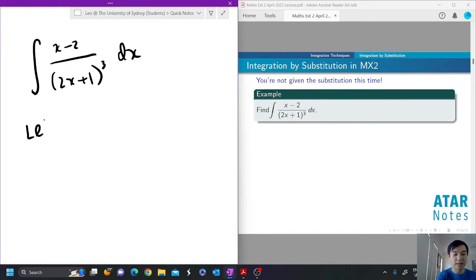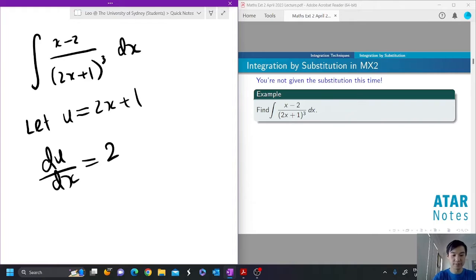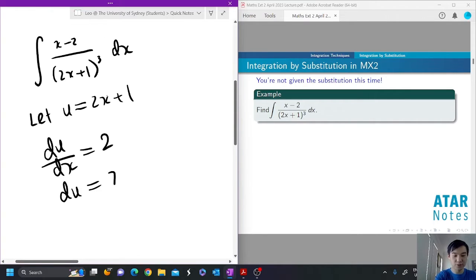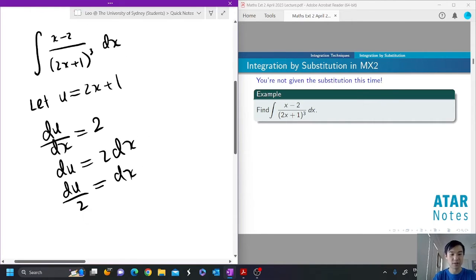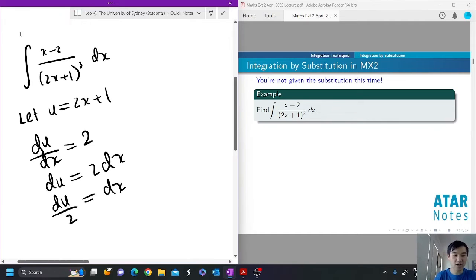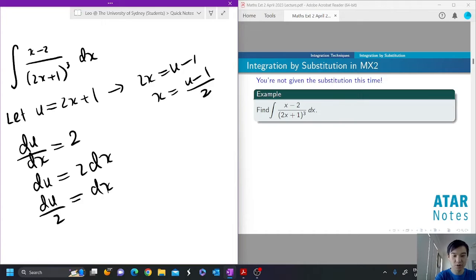So let's see what happens if we let u be equal to 2x plus 1. I'm going to differentiate the substitution with respect to x, and I can see that this will give me 2. So therefore du is equal to 2 dx, and hence, in order to make dx the subject, I just divide by 2. So dx is equal to du over 2. Here I've got an x in the top, so if I rearrange, I can say that 2x is equal to u minus 1, and therefore x is equal to (u minus 1) over 2.